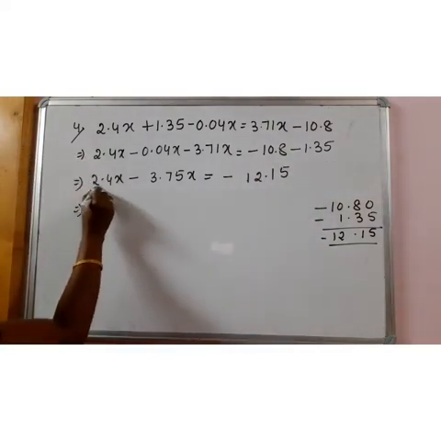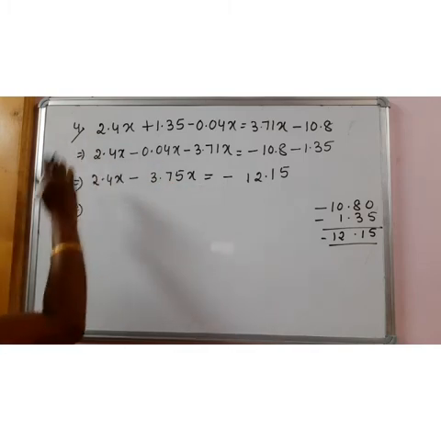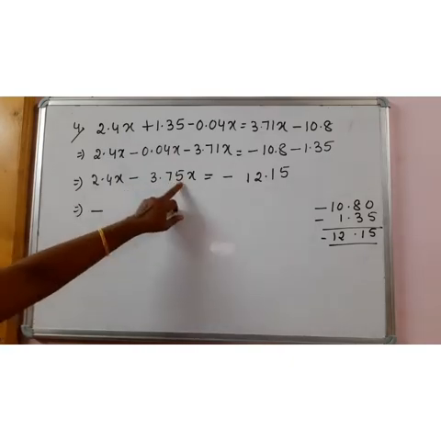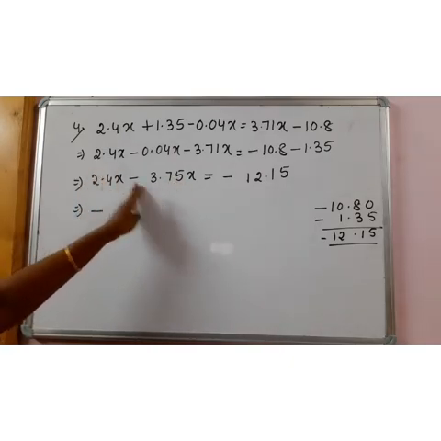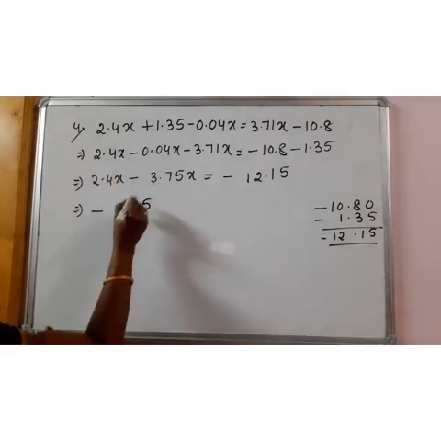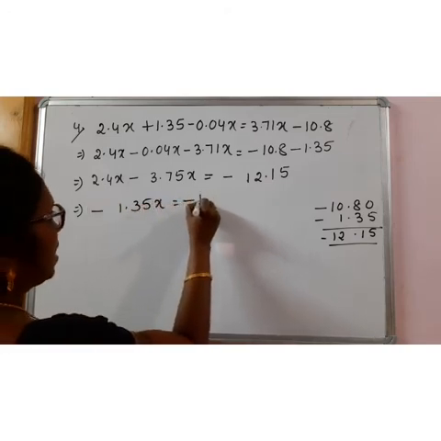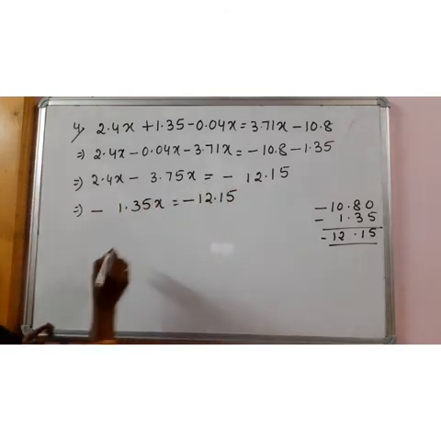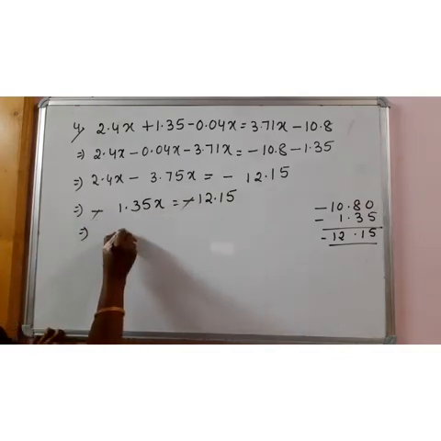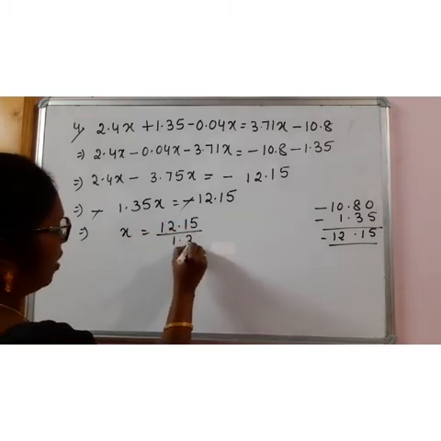Now here 2.4x - 3.75x. The minus value is more, so from here to here we have to subtract, and minus I wrote, since minus is more. For here 2.4 means 2.40. 5, 7 minus 4 is 3, 3 minus 2 is 1. So -1.35x = -12.15. I hope it is clear to you. Both the sides minus can be cancelled. So x = 12.15/1.35.